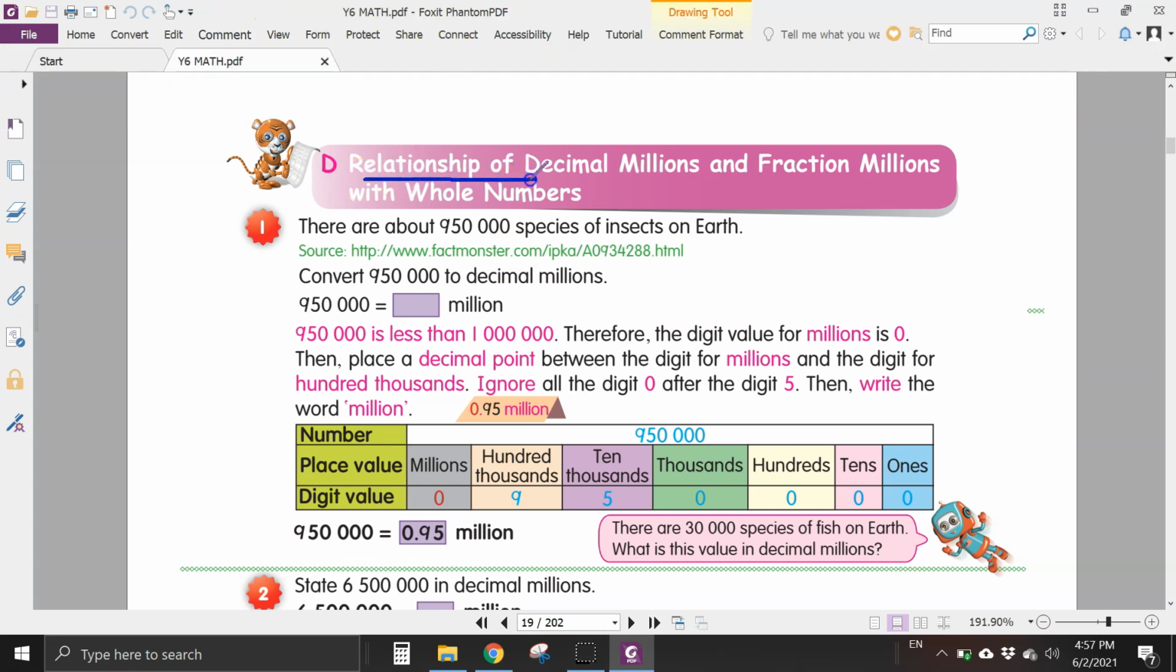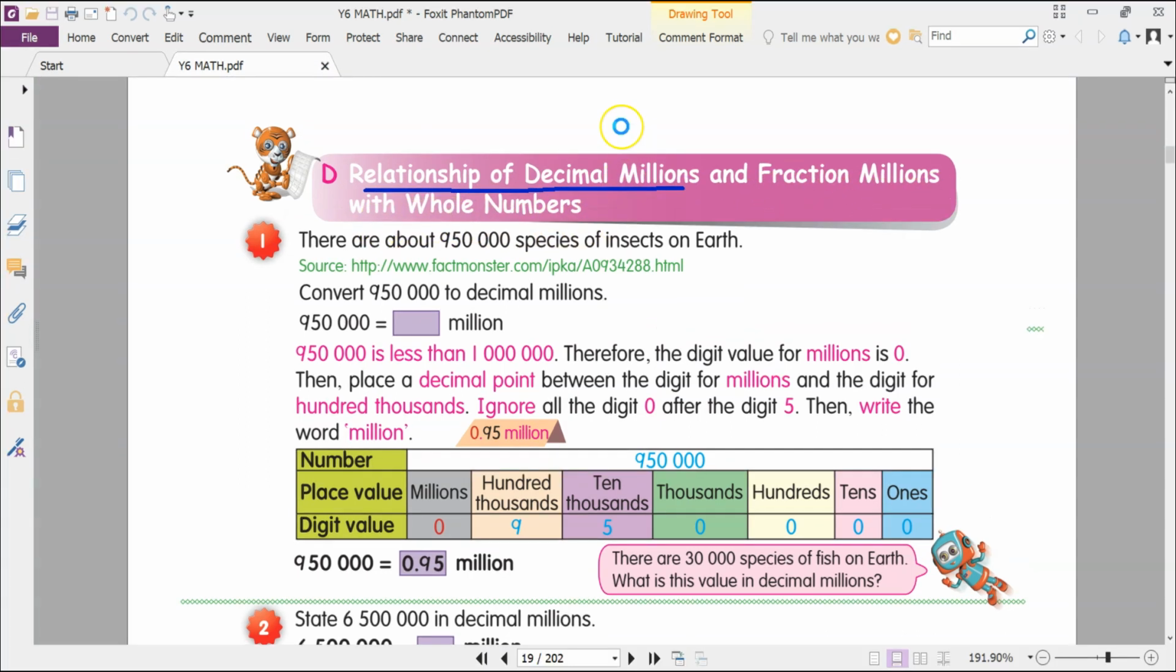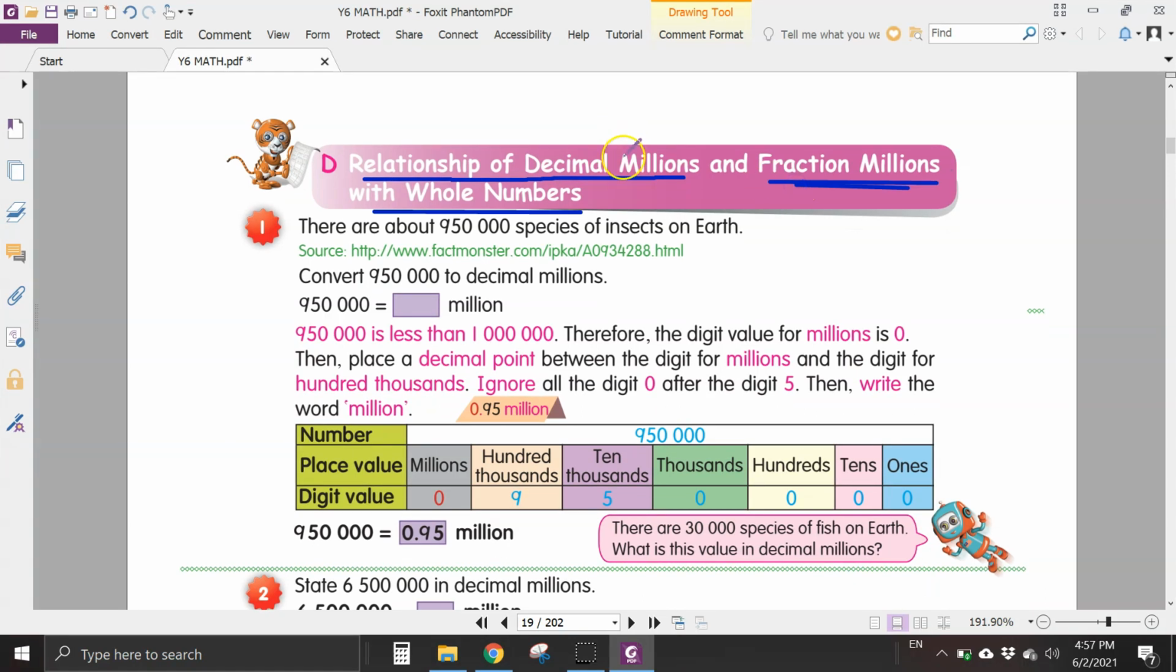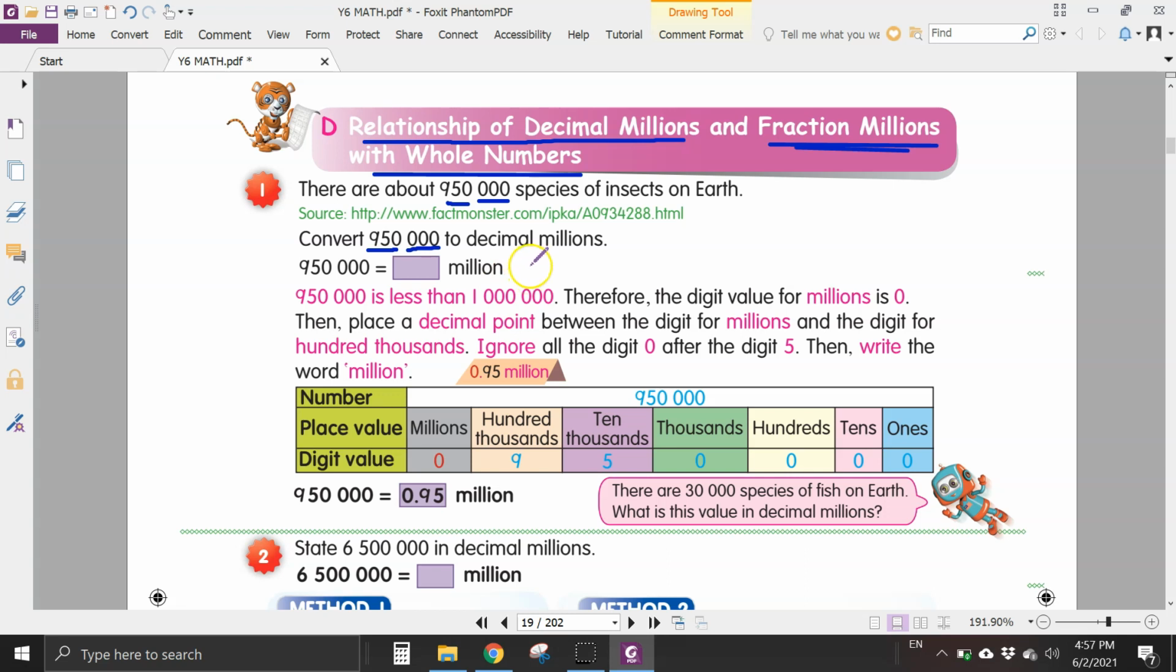The relationship of decimal millions and fractional millions with whole numbers. Okay, let's look at example 1. There are 950,000 species of insects on Earth. Convert 950,000 to decimal millions. So how do we convert to decimal?